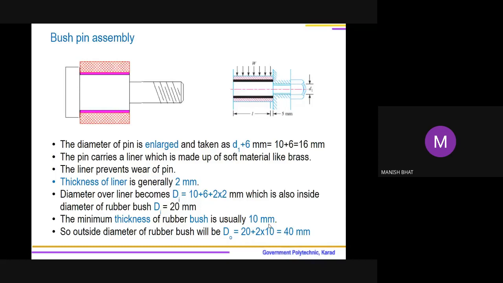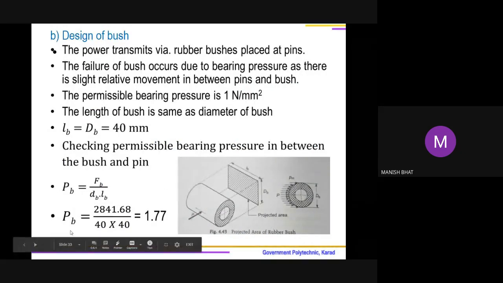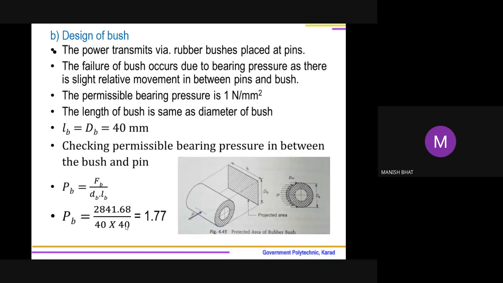So I will be taking dB as 48. I will be taking LB as 48, and again I will be finding the bearing pressure. That will be a simpler task. PB is equal to force upon 48 into 48. So it should come below 1 Newton per mm square. Is it? So this is the way of finding out the dimensions of the bush.